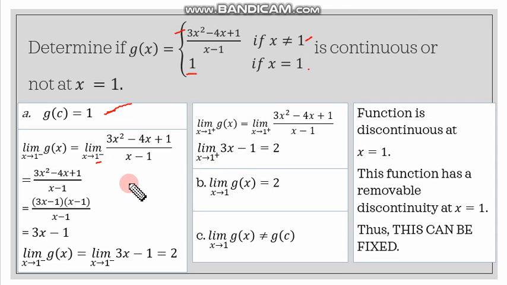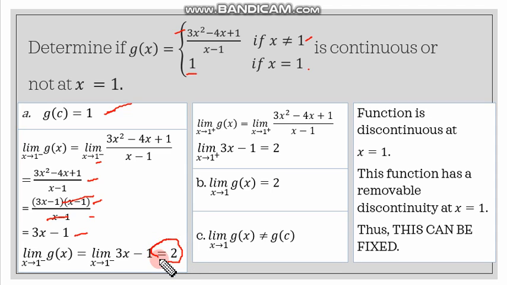By direct substitution of the value 1 for x, it's 0 over 0, so it's an indeterminate form. So the only way to get the real value of the limit is through factoring. The factorization of 3x squared minus 4x plus 1 is 3x minus 1 times x minus 1, over x minus 1, so we can cancel the factor x minus 1. So 3x minus 1. Okay, so we will use this one. So the limit of 3x minus 1 as x approaches 1 from the negative side is equal to 2.